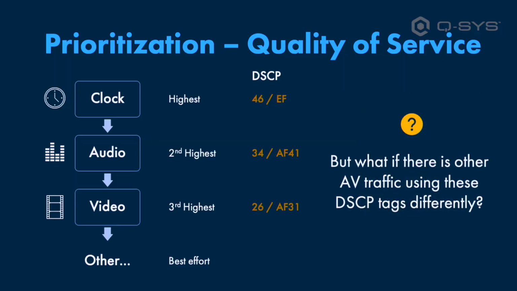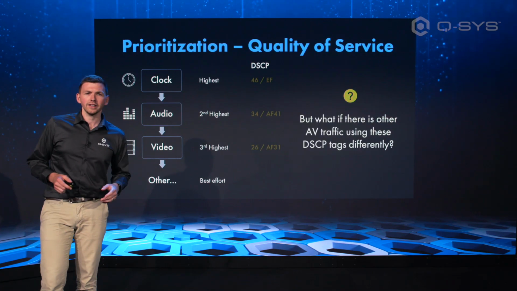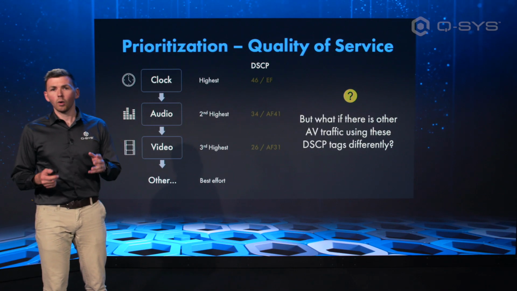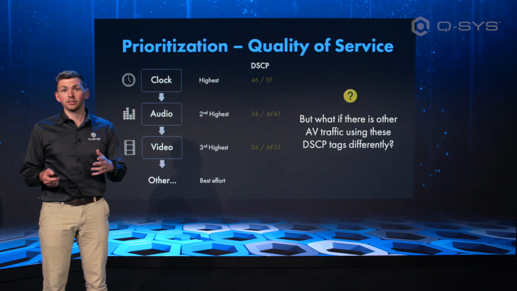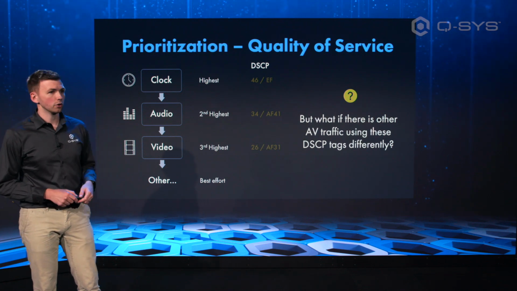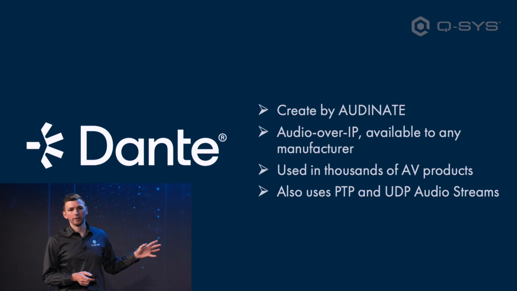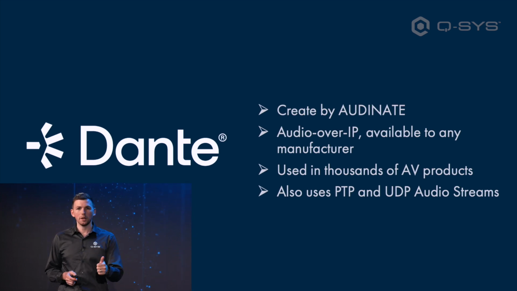Well, not quite, because what if there's other AV traffic on the network that also needs to be prioritized, but maybe it's using these DSCP tags differently or in a way which is kind of contradictory to what we want to do with Q-SYS? Well, the thing is, this is actually going to happen quite often because Q-SYS is often used alongside another protocol called Dante. Now, Dante is made by another manufacturer called Audinate. Good people, but it's not quite the same as QLAN.